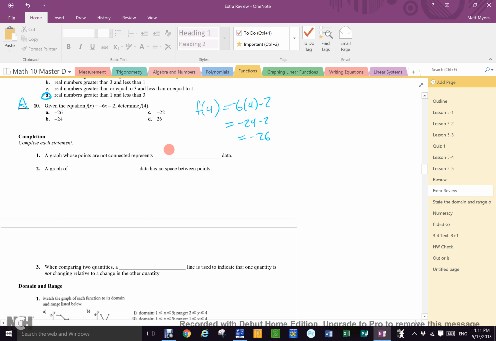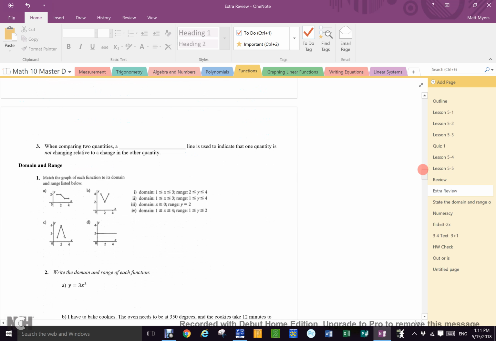If the graph is not connected, it's discrete. A graph of continuous data. When comparing two quantities, a horizontal line.